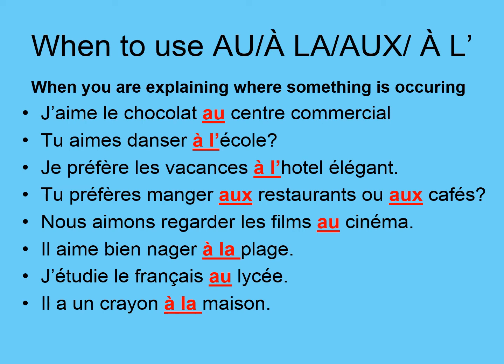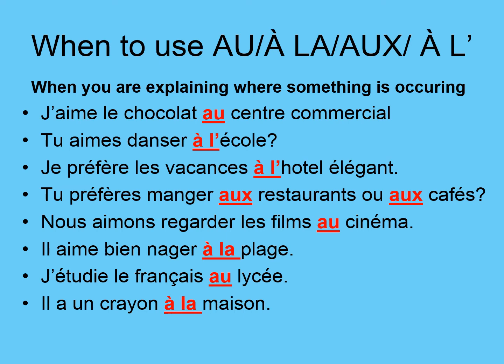Tu aimes danser à l'école? Do you like dancing at school? Again, it's explaining where something's occurring, so I need to use au or à la. But à l', because école starts with a vowel sound. Je préfère les vacances à l'hôtel élégant. I prefer a vacation at the elegant hotel, the fancy hotel. Again, it's telling us where something is happening. So I use à l'.